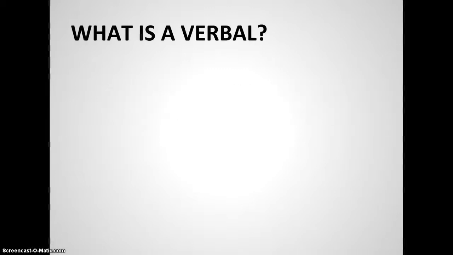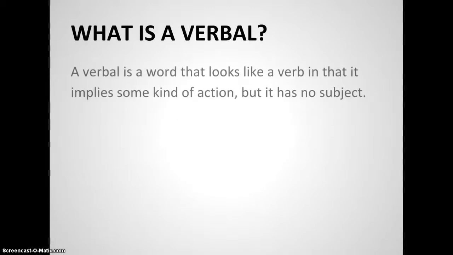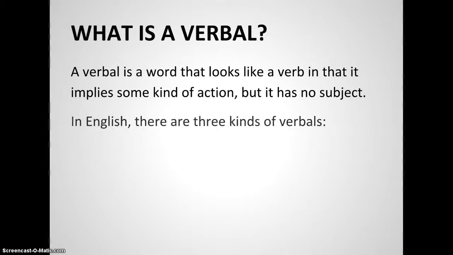Participles, what are they? Well, a participle is a verbal. So what is a verbal? A verbal is a word that looks like a verb, but it's not a verb. So a verbal will be some kind of action: believing, studying, hitting, fighting, running. But the distinction between a verb and a verbal is that a verb has a subject and a verbal will never have a subject. So that's the distinction that we have to keep in mind.